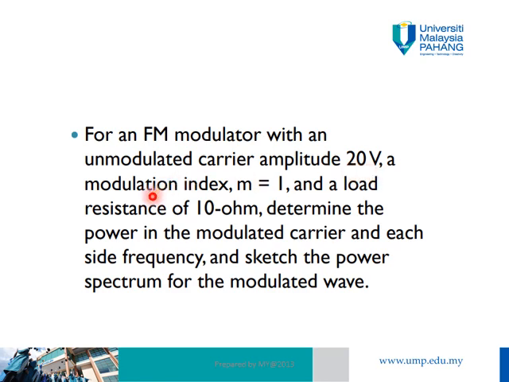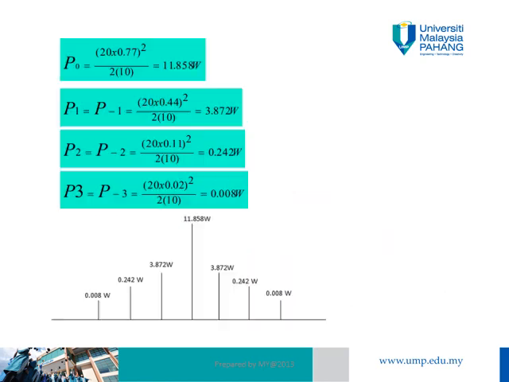For an FM modulator with an unmodulated carrier amplitude 20 volt, a modulation index m equal to 1 and a load resistance of 10 ohm, determine the power in the modulated carrier and each side frequency, and sketch the power spectrum for the modulated wave.